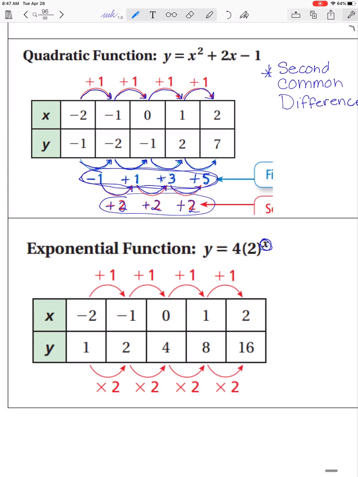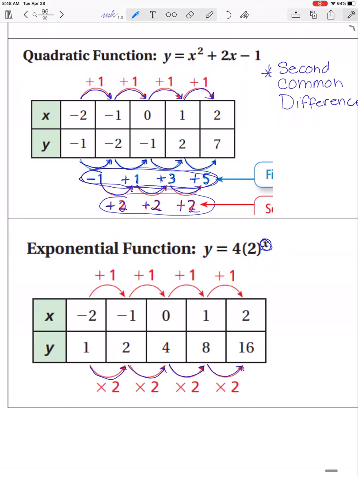So in an exponential function, we're actually multiplying. So if you notice, how do I go from 1 to 2? I multiply by 2. How do I go from 2 to 4? I multiplied by 2. 4 to 8, I multiplied by 2. And 8 to 16, I multiplied by 2.